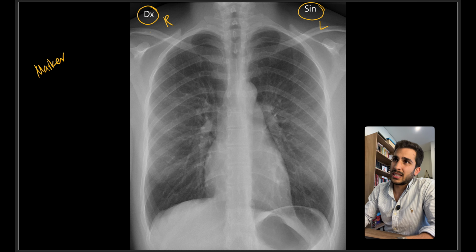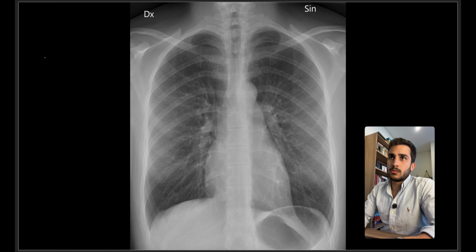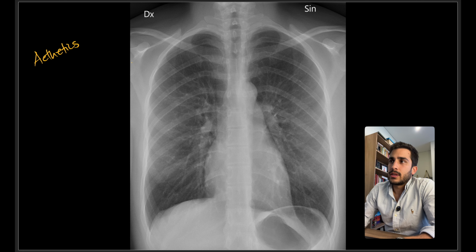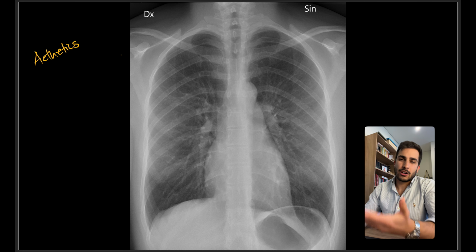If it was slightly covering the clavicle, then not too big of a deal, but generally it's not ideal to have that because it might be masking some underlying pathology. After marker, then we have aesthetics. So aesthetics, okay, this is really just referring to how the x-ray looks overall. It's almost like a combination of everything we talked about.